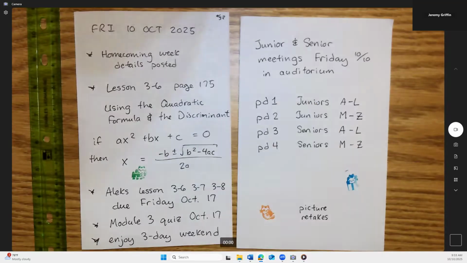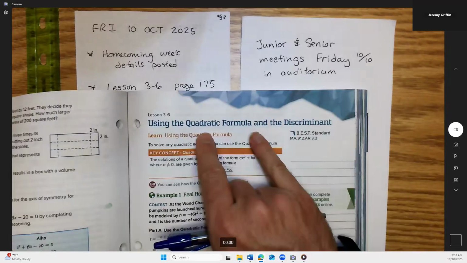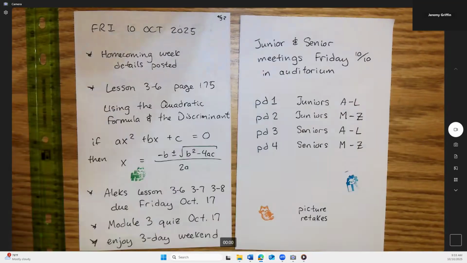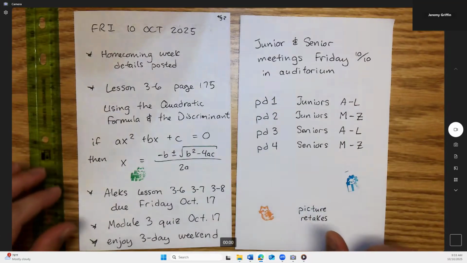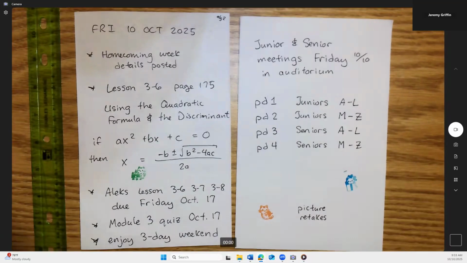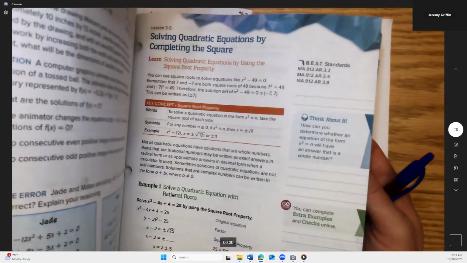Okay, main thing today is going to be lesson 3-6 on page 175, using the quadratic formula and discriminant. Okay, so again, this should be reviewed from Algebra 1, but yeah, it's using the quadratic formula. Actually, guys, the quadratic formula, you could use this entire module for anything. Like in the previous chapters, if you had trouble completing the square.